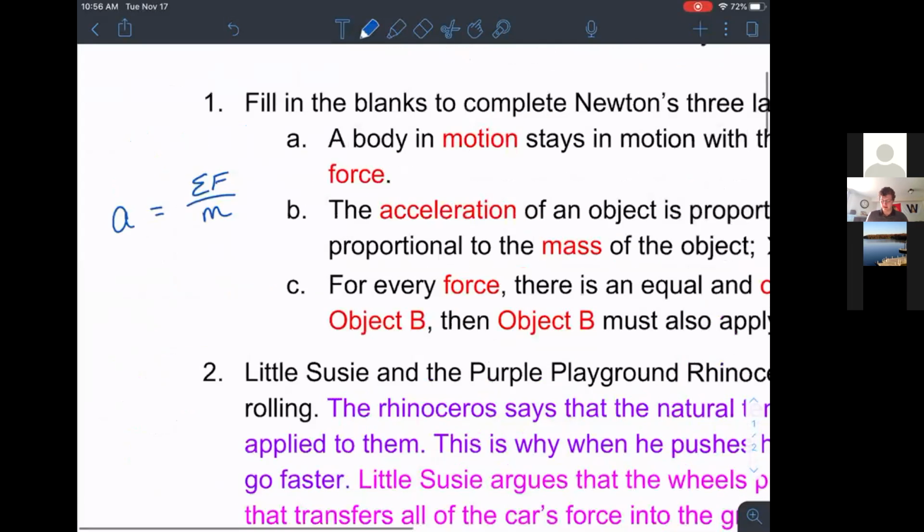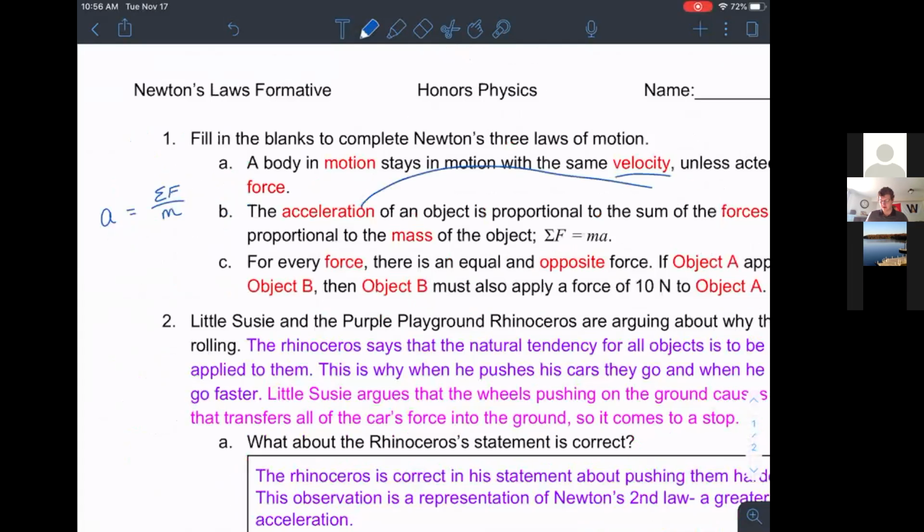So I did see a few people switching acceleration and force, and we can't do that just because force is divided by mass, which means that if we switched acceleration and force, we would have the sum of our forces equals acceleration over mass, which is not something we want. It is acceptable if you did change acceleration and mass, but not the force and acceleration.